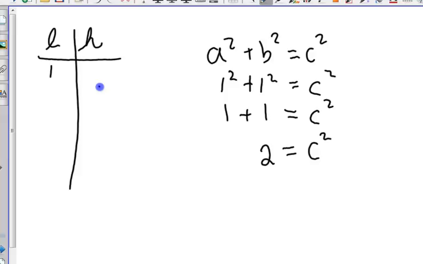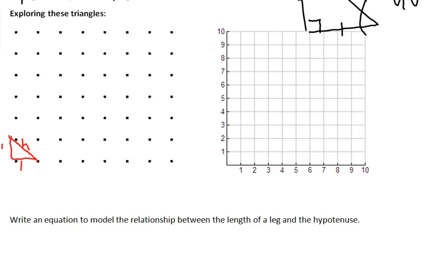So if 2 is c squared, then how do I find c? Take the square root. And so the square root of 2 is equal to c, the hypotenuse. We'll talk about the estimation for the square root of 2 later, but right now we're just going to leave it the square root of 2. It is an irrational number. And so now we know, if I go up and down, the length is 1. But if I go diagonal, what's my length? The square root of 2.